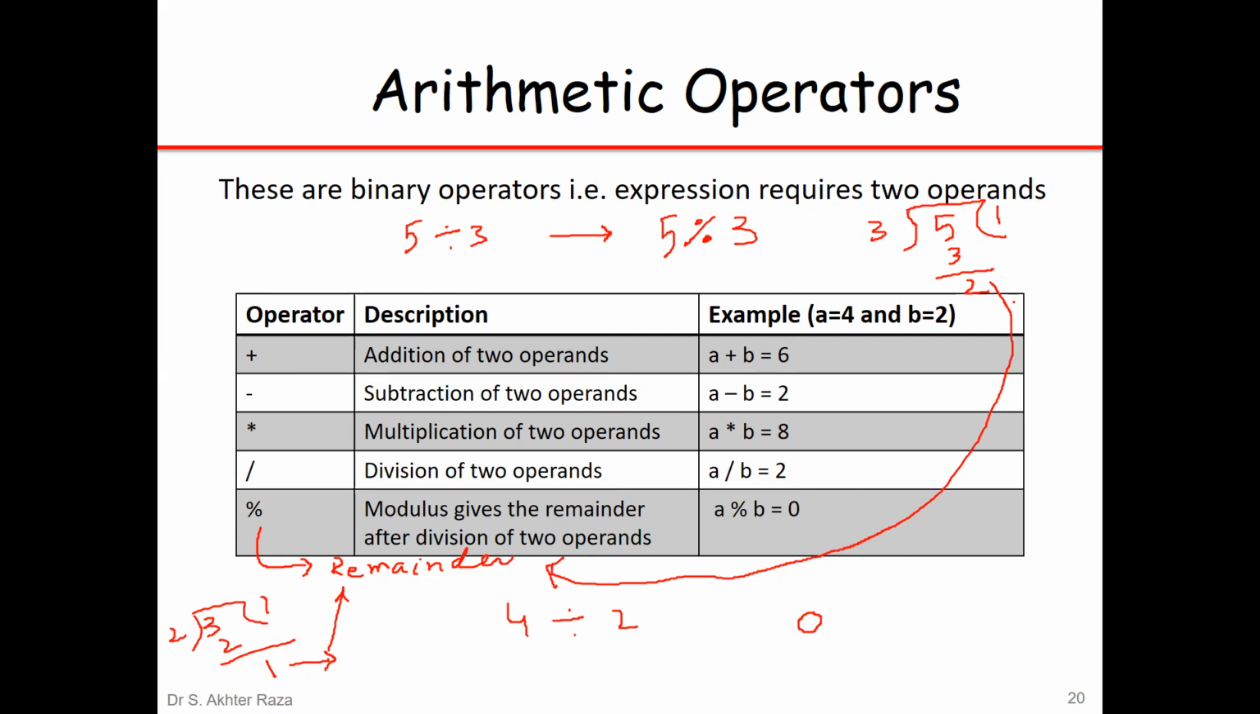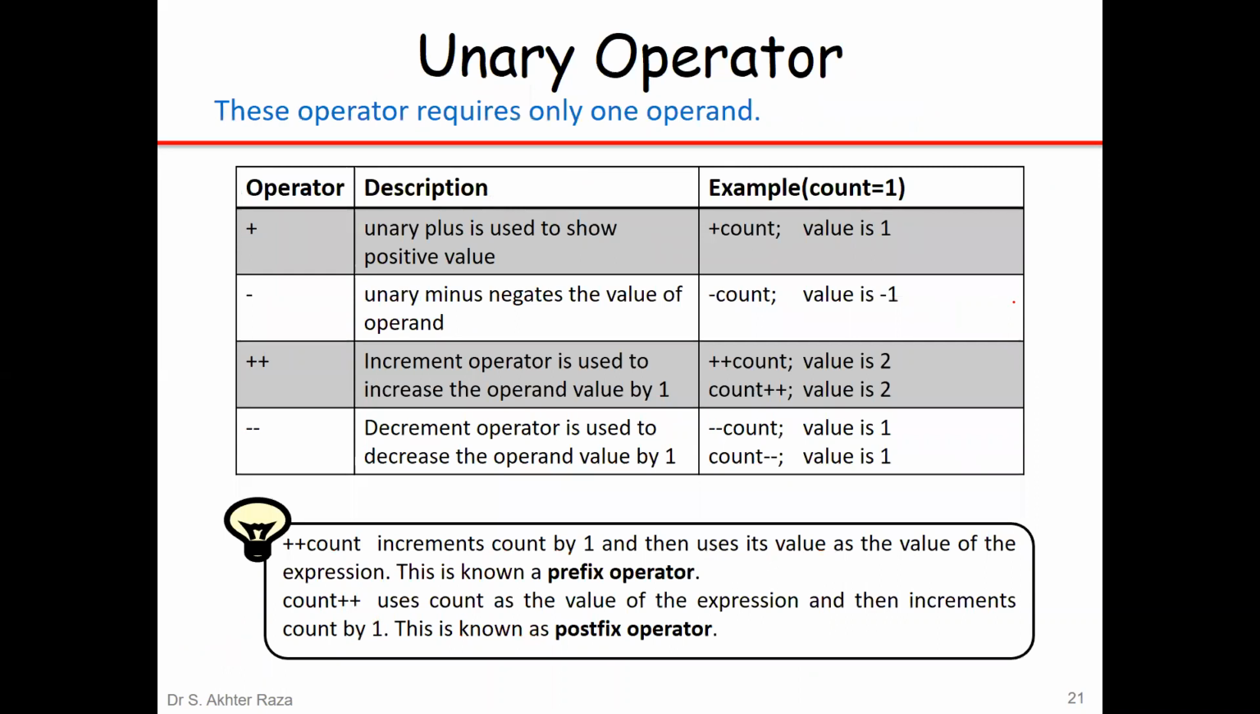Now the next is the unary operators. The unary operators in this language are plus, minus, plus plus, and minus minus. Plus plus and minus minus are basically increment and decrement operators. When we write plus plus count, the value of the variable count will be increased by 1 automatically. Plus plus increases by 1, and minus minus decreases by 1.